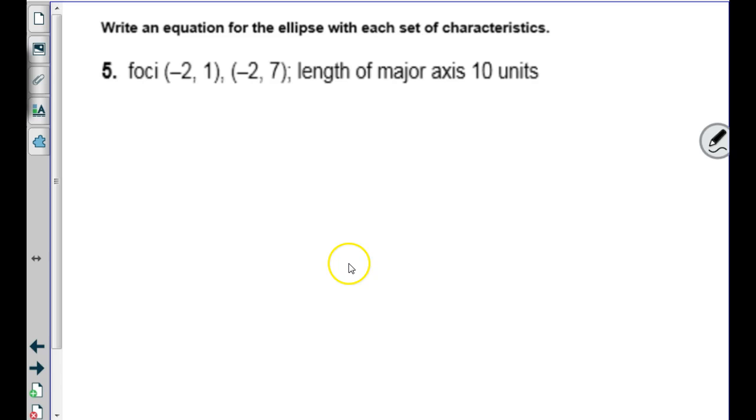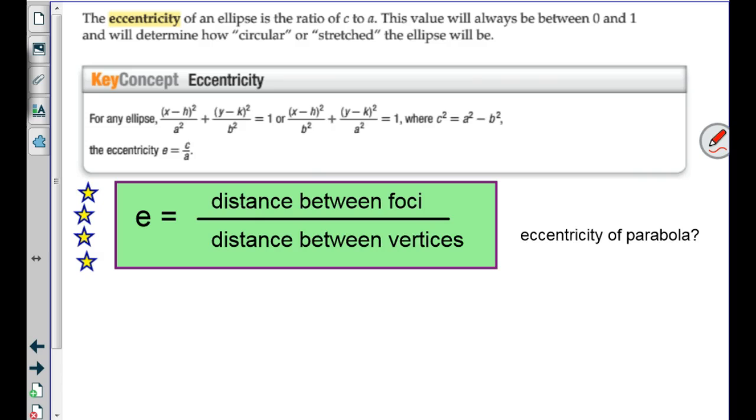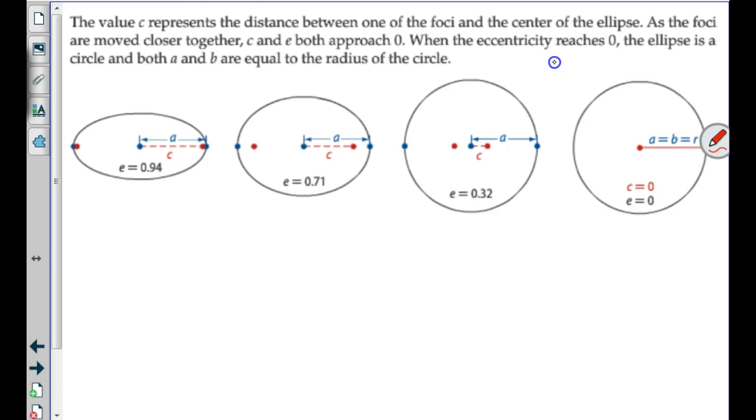I'm going to skip 5 because I don't think it's on the quiz and I want to get to eccentricity, okay? Okay, eccentricity. Eccentricity of an ellipse is the ratio of C to A. This value will always be between 0 and 1, and it determines how circular or stretched the ellipse will be. I just want to skip to this slide.